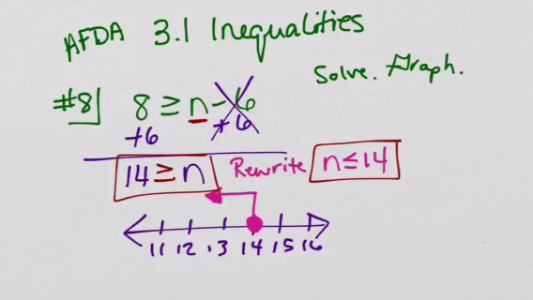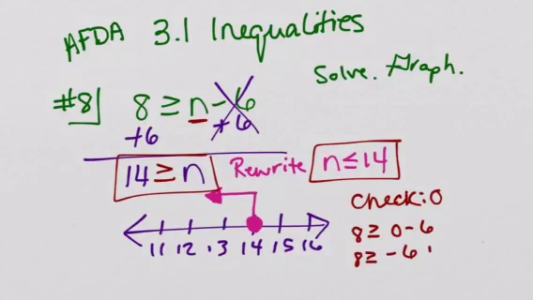So a nice easy number to maybe plug in would just be 0. So I'm going to check 0. And if it says 8 is greater than or equal to 0 minus 6, is 8 bigger than or equal to negative 6? And yes, it is bigger. Okay, so our answer is in the red boxes, and then you graph it on the number line with a closed circle and an arrow going to the left.